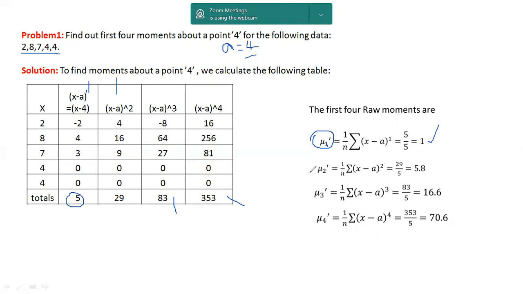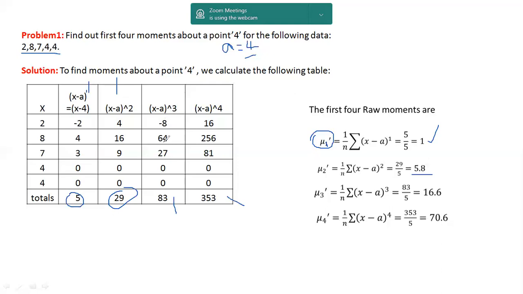Similarly, the second raw moment, which is mu2 dash, where 2 represents the second raw moment. So mu2 dash is equal to 1 by n of the summation of (x minus a) whole square. The summation of (x minus a) whole square will be 29. But 29 by the total number of observations, which is 5, so 29 by 5 is equal to 5.8. So that is the variance of the given data. The second raw moment, or we can say the variance of the given data, is 5.8.